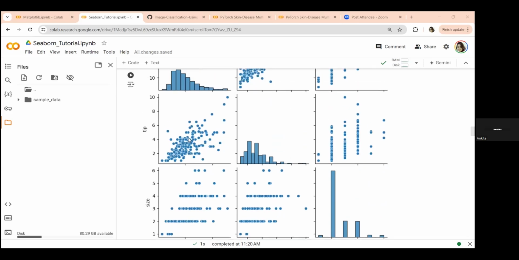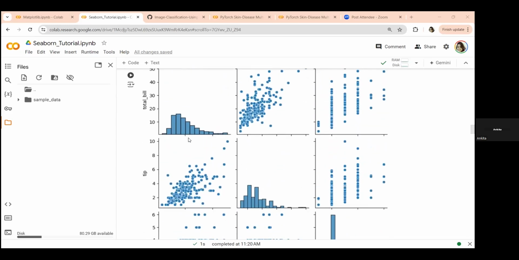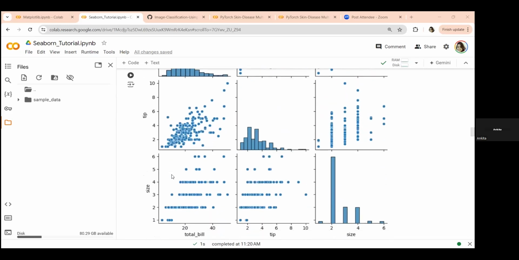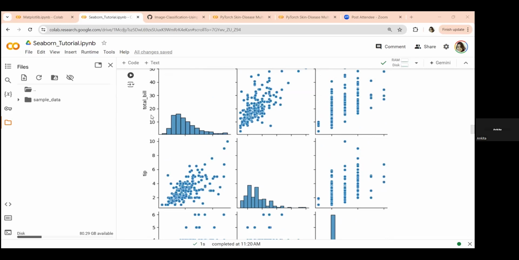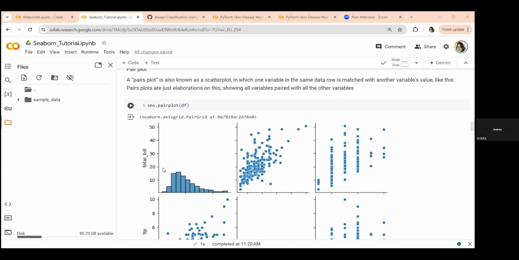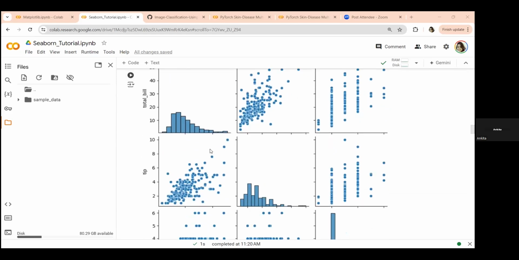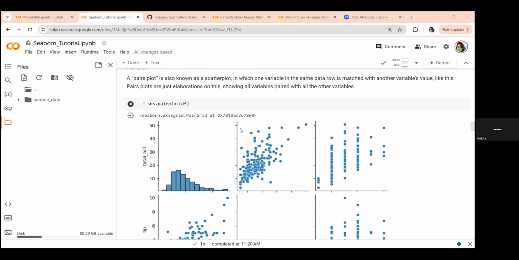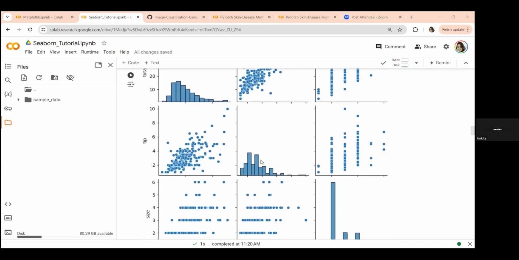The size and the total bill have a relationship with the tip. If the size of the group of persons in the restaurant increases, then the total bill will increase, and if the total bill increases, then the tip will increase. So if these relationships are present here, this is the permutation and combination of the relationships between these three features. This basically represents the pair plot. This basically represents the scatter plot. You already know about the scatter plot in matplotlib.